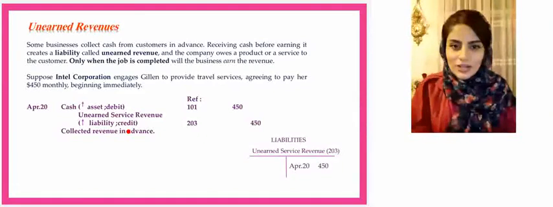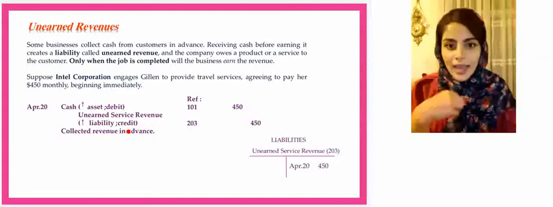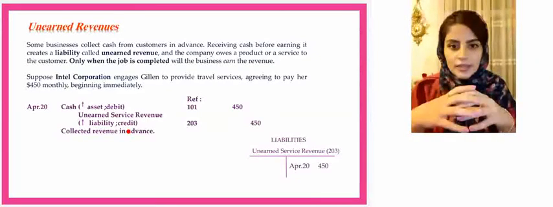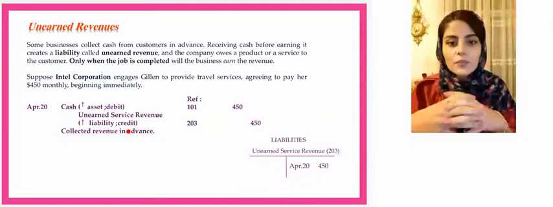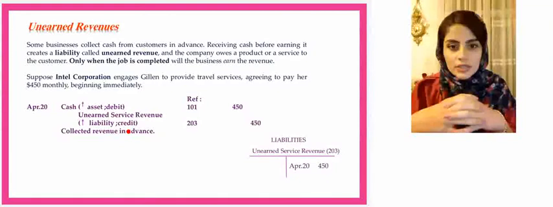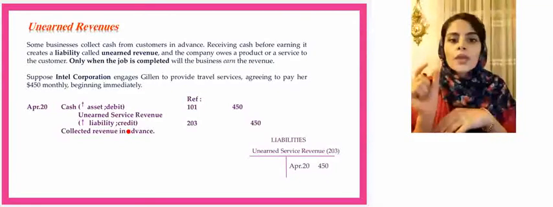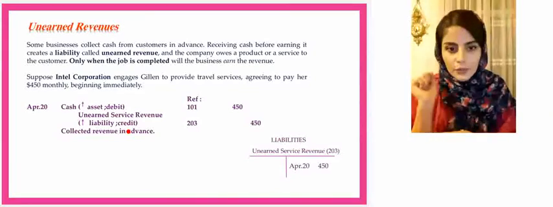First, unearned revenue. Some businesses collect cash from customers in advance. Receiving cash before earning it creates a liability called unearned revenue. The company owes a product or a service to the customers, and only when the job is completed will the business earn the revenue.